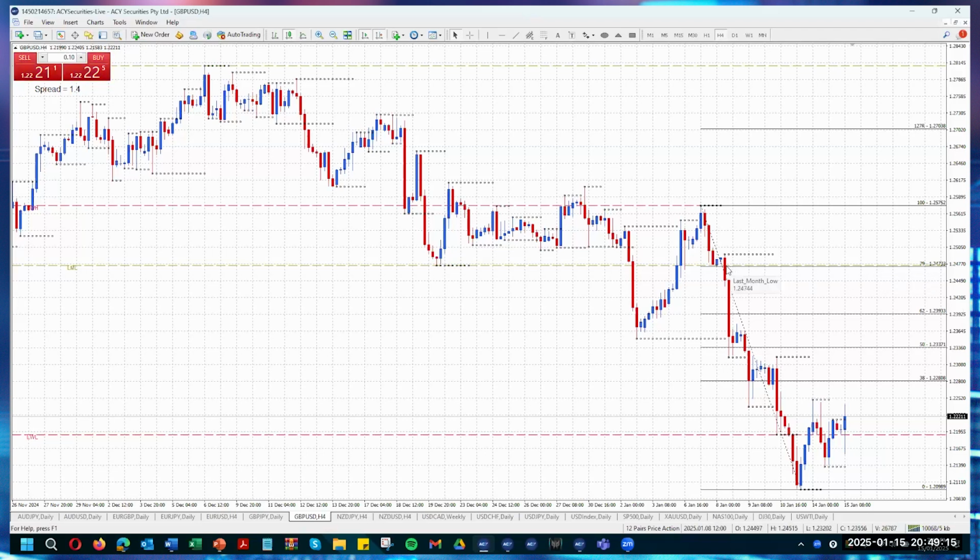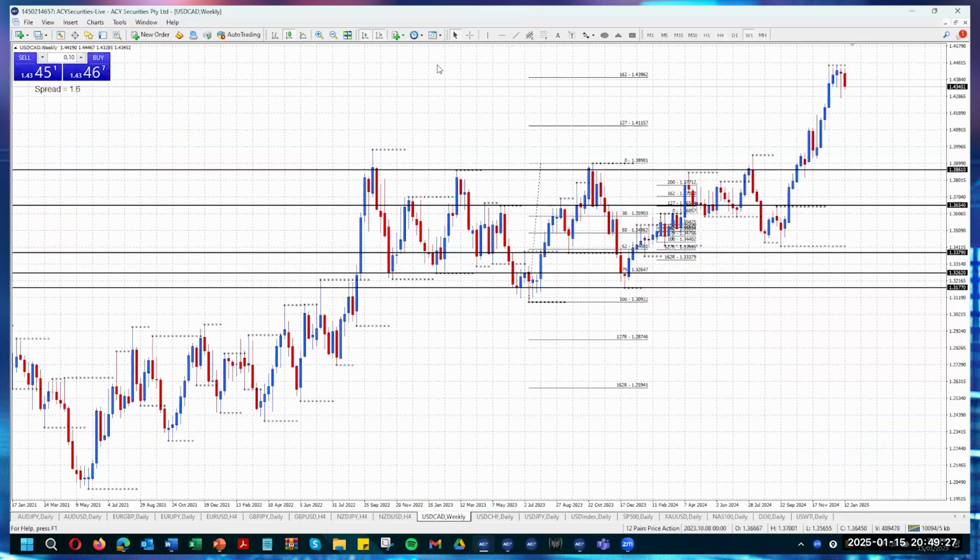It would also be at the point where the imbalance gets filled in here, if you know what an imbalance is. So whether or not price will come up to that level this week, I don't know, but that would be a good level to watch if it did. All right, I just want to jump quickly into the dollar Canadian.